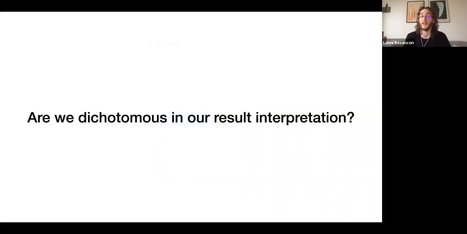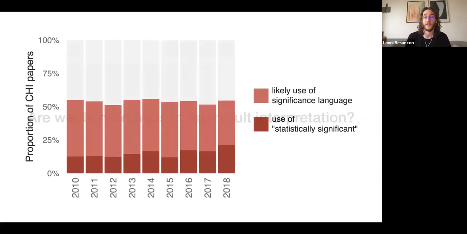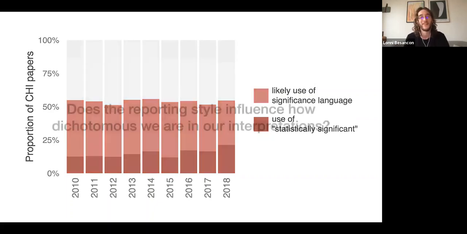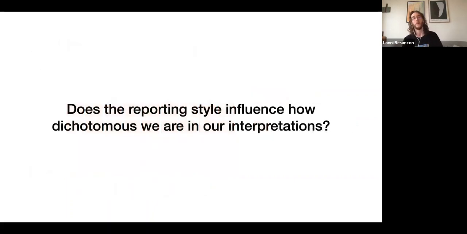And so now we can answer our question: are we dichotomous in our results interpretation? You see here the rates of papers using either exactly "statistically significant" or these trigrams, this likely use of significance language. About half of the papers reported p-values, and about half of the papers actually used this significance language, which is probably not good.